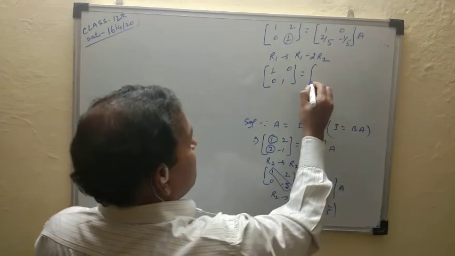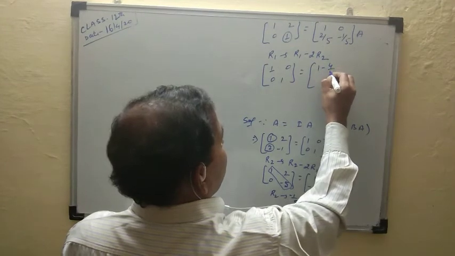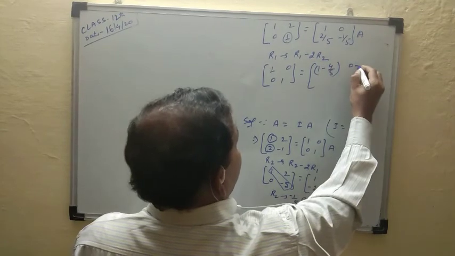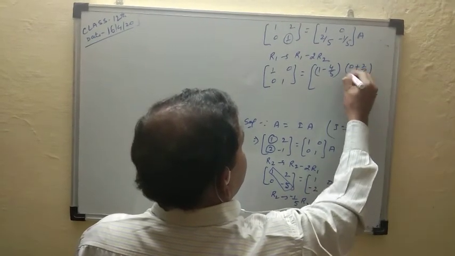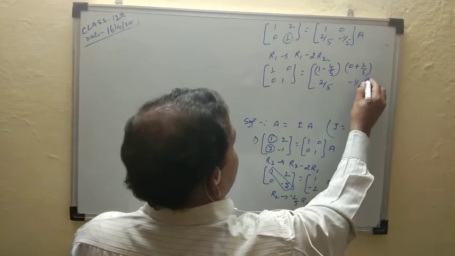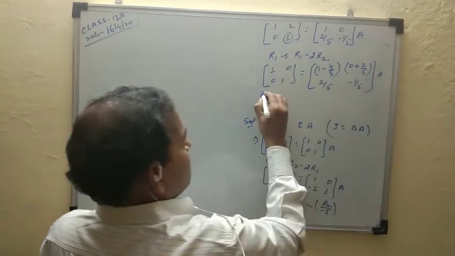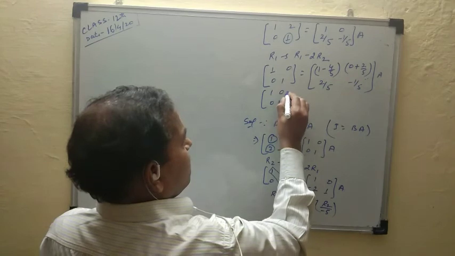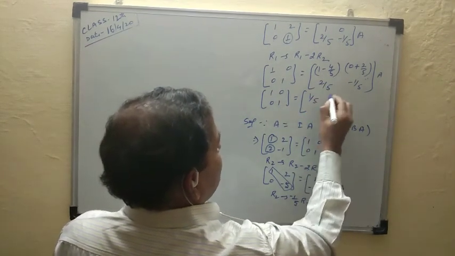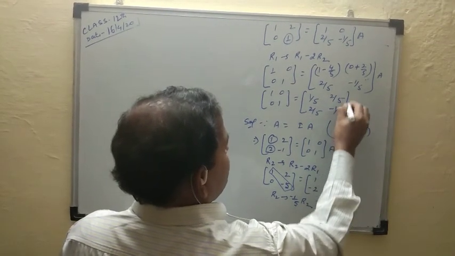This equals the same here, multiply by 2 and subtract, that is 1 minus 4 by 5. Here 0 minus 2 by 5, so it becomes plus 2 by 5, and R2 same, that is 2 by 5 and minus 1 by 5, into A. Or 1 0 0 1 equals, after subtracting, 1 by 5, and this becomes 2 by 5, 2 by 5, minus 1 by 5.